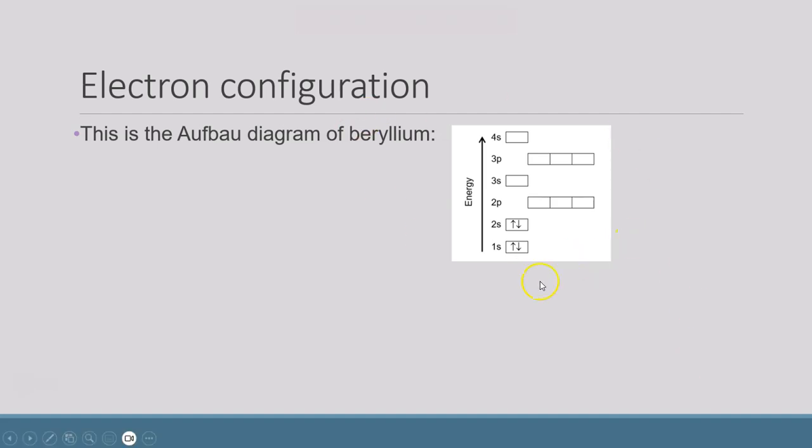Next comes beryllium, which has 4 electrons. Again, we are assuming with all of these atoms that they are neutral. So the first 2 electrons are going to fill up the first energy level, n equals 1, and the next 2 electrons are going to fill up the s shell of the 2nd energy level.